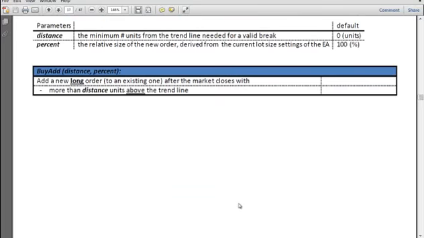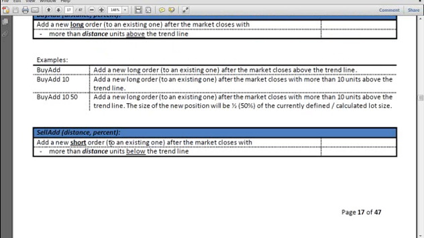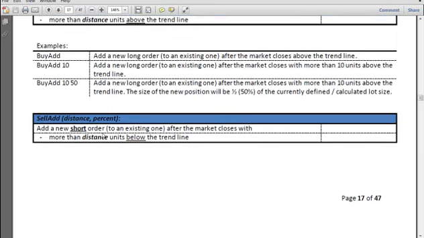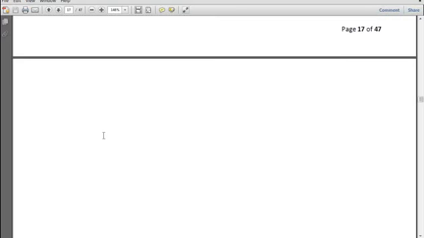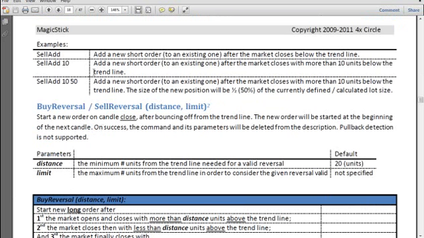Okay, the selladd position is the opposite direction. It works the same way, just in the opposite direction. You're using the distance, how far you want to add the position, and then the percentage of the lot size that you're looking to implement. Okay, you can refer to the manual. It goes into more depth on the technical side of it, and how this command can be implemented.